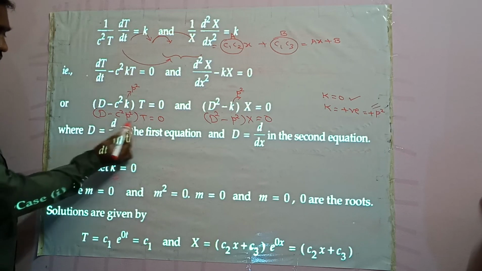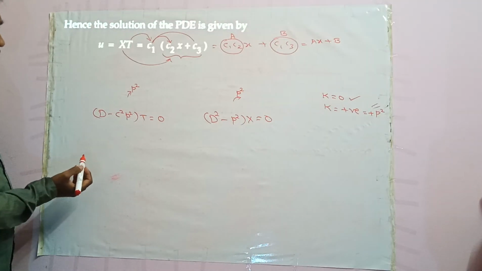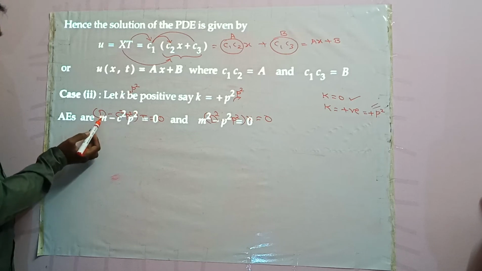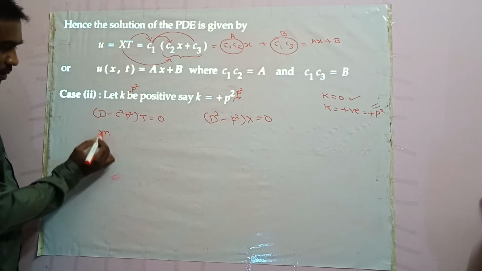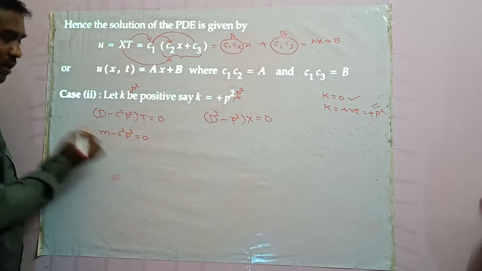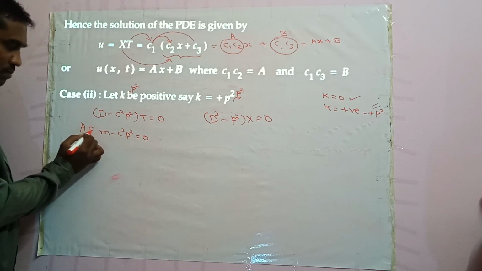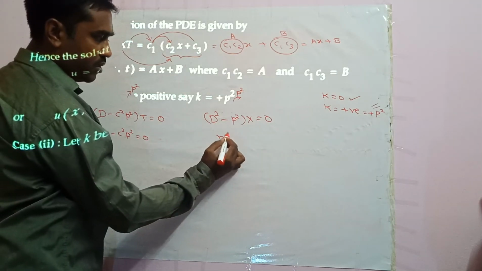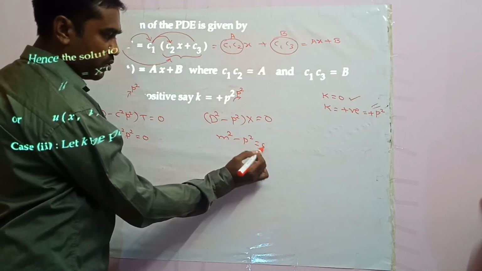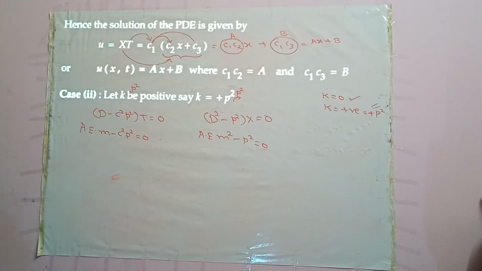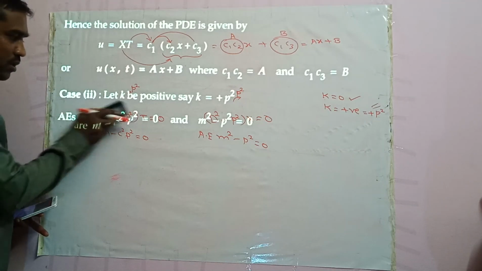Now what is the auxiliary equation? Your auxiliary equation will be, this is the auxiliary equation. What? We replace D by M. M minus C square P square is equal to 0. This is the auxiliary equation. And what is the auxiliary equation for this? M square minus P square is equal to 0 is the auxiliary equation for this differential equation. So that is what we are going to see now here.